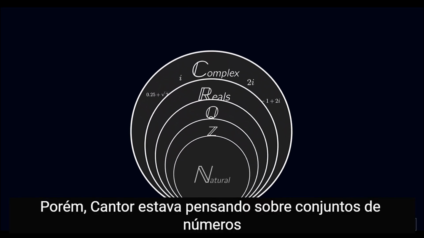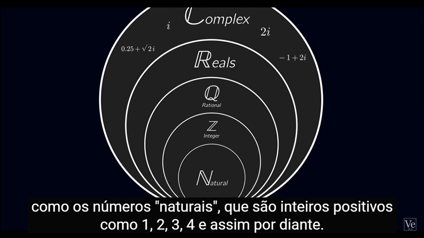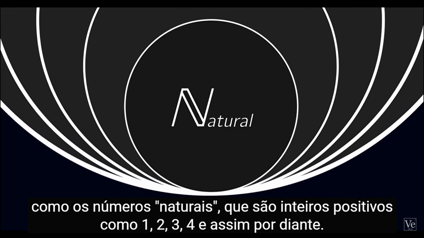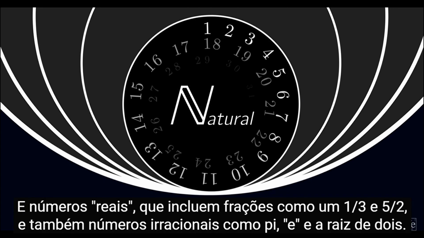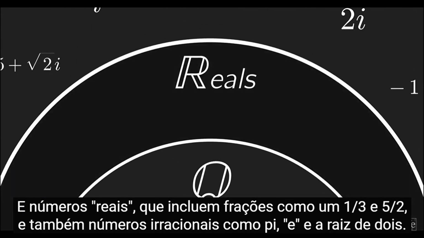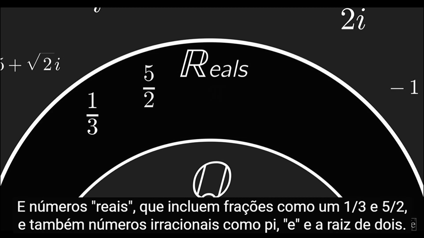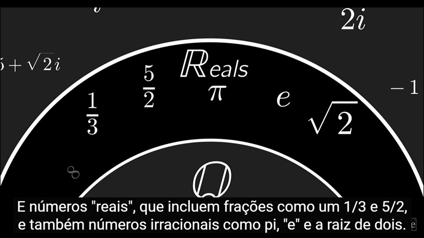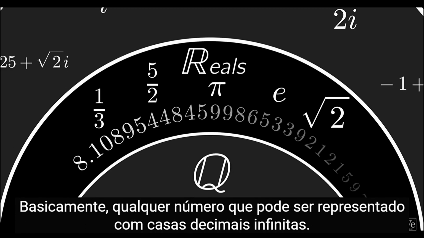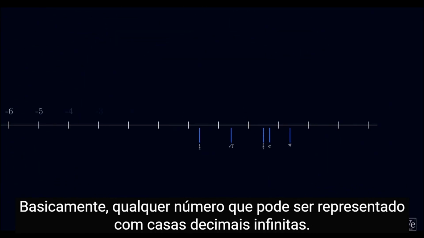Now, Cantor was thinking about sets of numbers, like natural numbers, positive integers like 1, 2, 3, 4, and so on, and real numbers, which include fractions like a third, 5 halves, and also irrational numbers like pi, e, and the square root of 2. Basically, any number that can be represented as an infinite decimal.